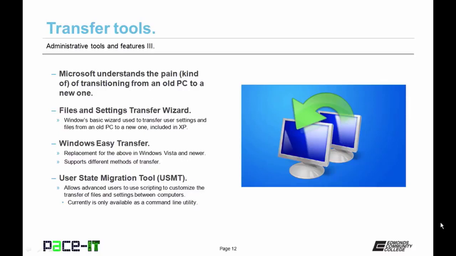They originally came up with Files and Settings Transfer Wizard. That was in XP. It's a basic wizard that is used to transfer user settings and files. Because of user input, Microsoft came up with Windows Easy Transfer for Vista and newer operating systems. It's a replacement for the Files and Settings Transfer Wizard. And it supports several different methods of transfer. Portable hard drives, USB flash drives, direct connection, so on and so forth. But it is still fairly basic.